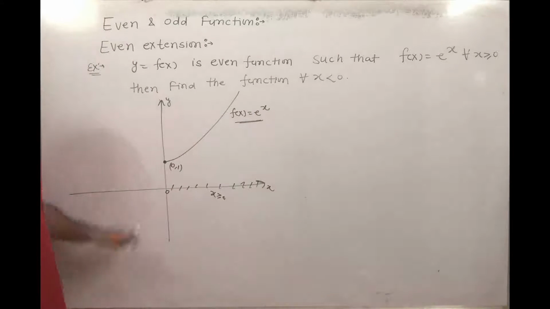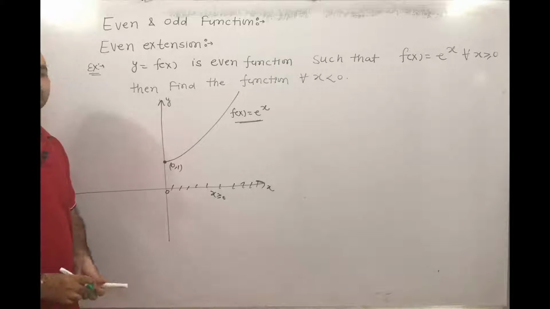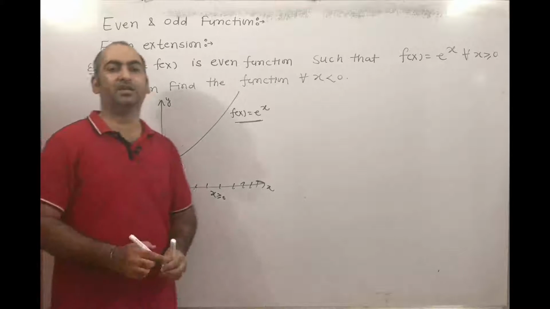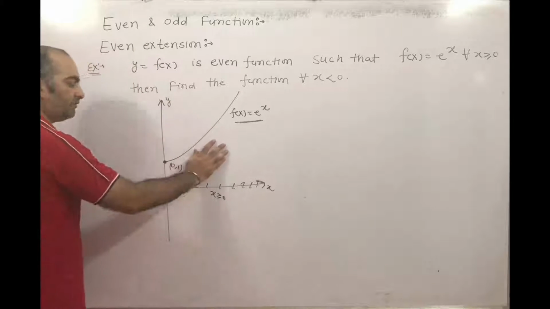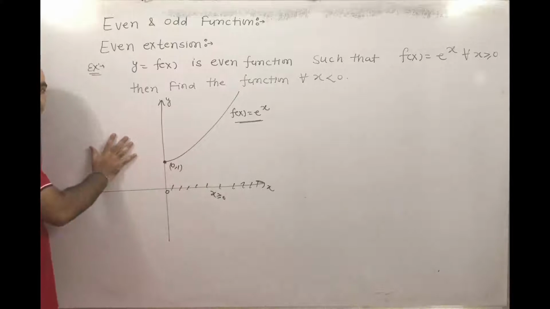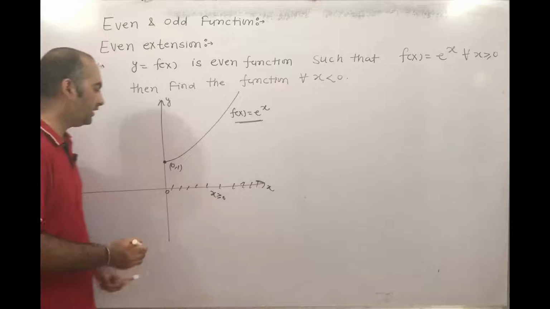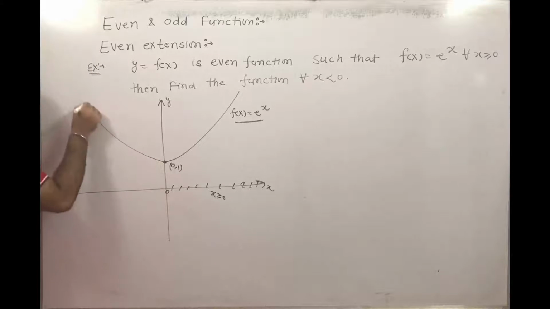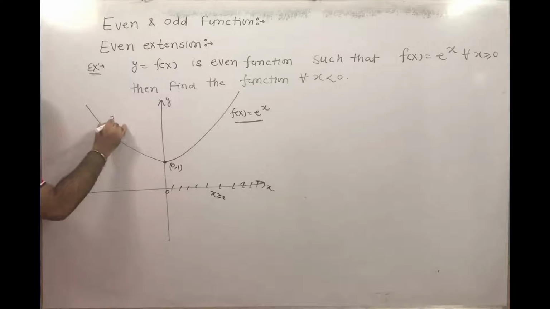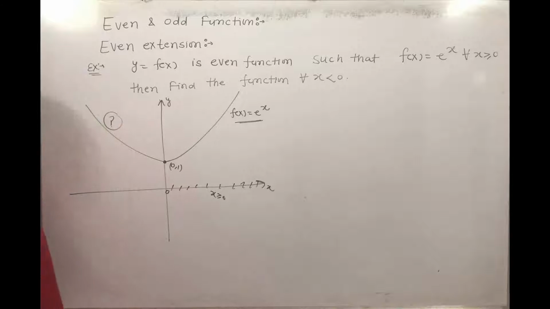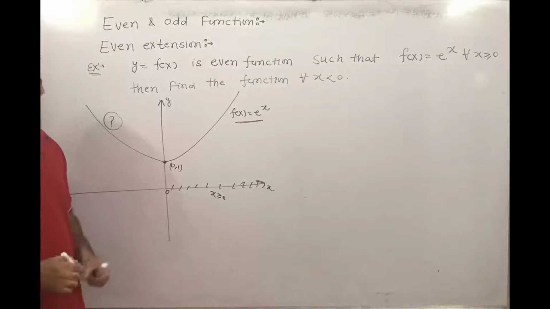But given is that f(x) is an even function, and an even function is symmetric about the y axis. So we know this side graph, and we can find the other side graph because f(x) is even, that means the graph is symmetric. So the graph will come on this side also. But we want to find what is the function on this side.